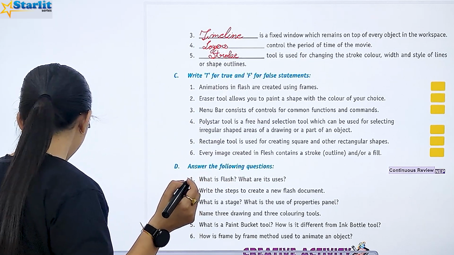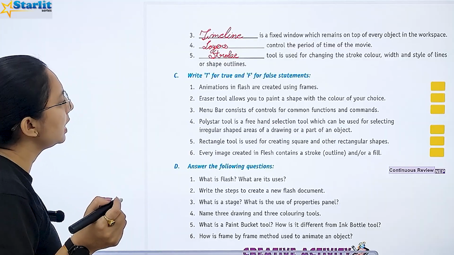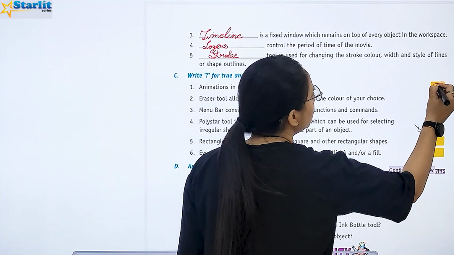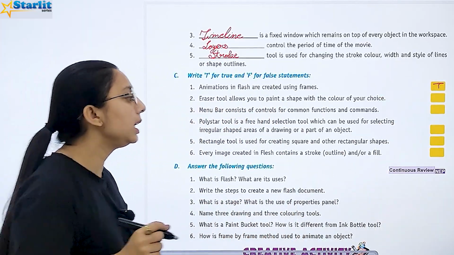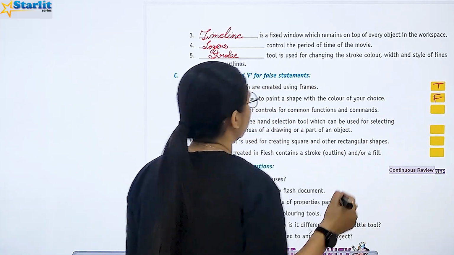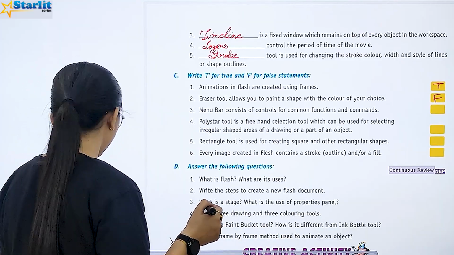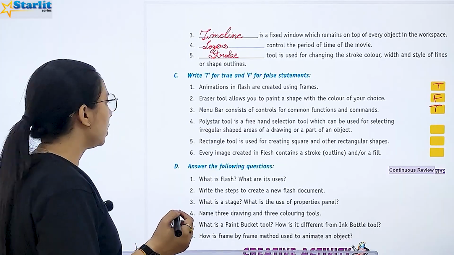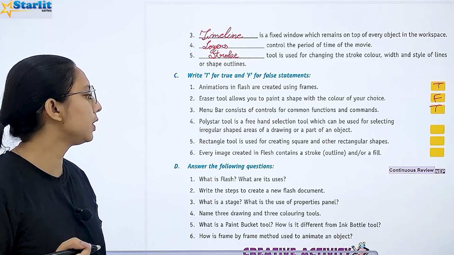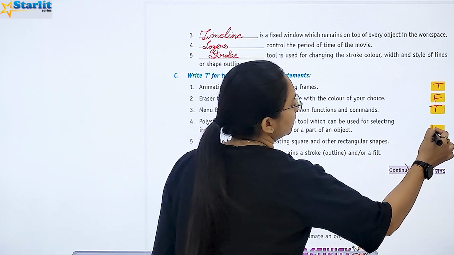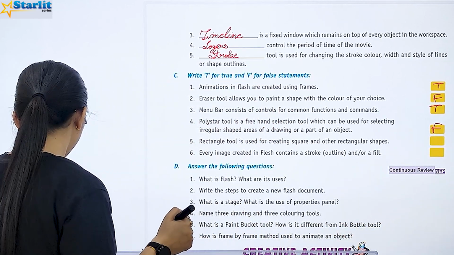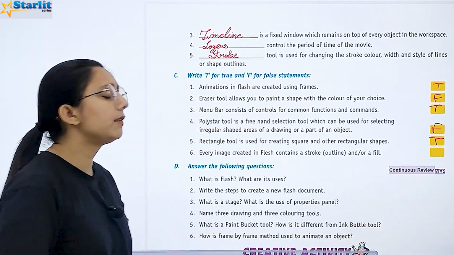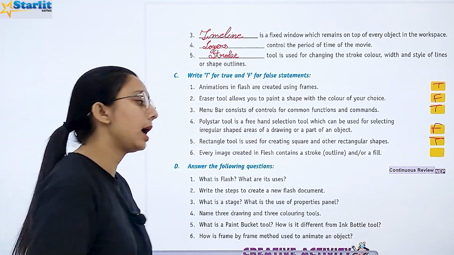Write T for true and F for false statement. Animation in Flash are created using frames. Frames का use करके हम create करते हैं. It's true. Eraser tool allows you to paint a shape. False. Erase करने के लिए. Menu bar consists of control of common functions and command. It's true. PolyStar is the freehand selection tool which can be used for selecting irregular shapes. Rectangle tool is used for creating squares and other rectangle shape. It's true. Every image created in Flash contains a stroke and a fill.